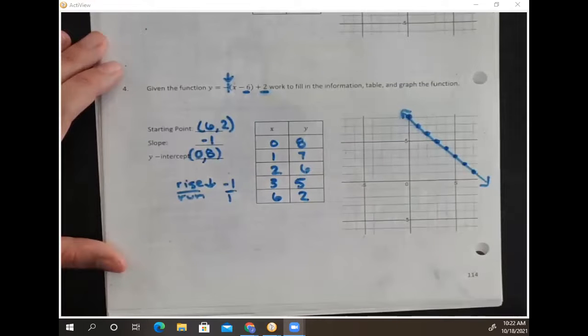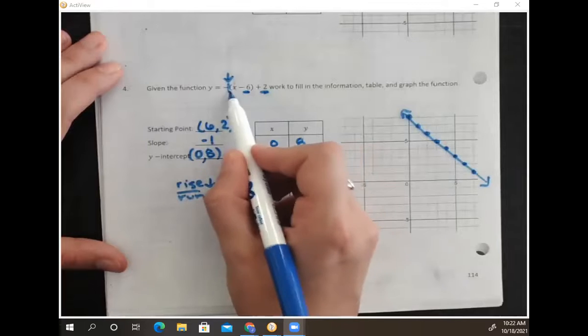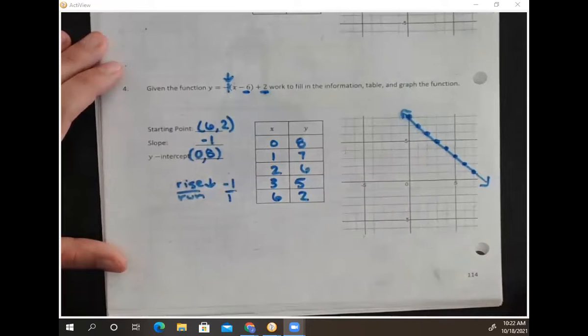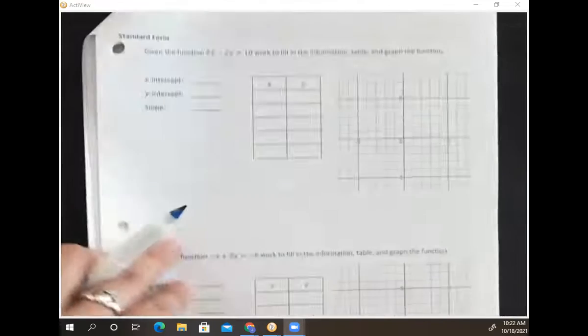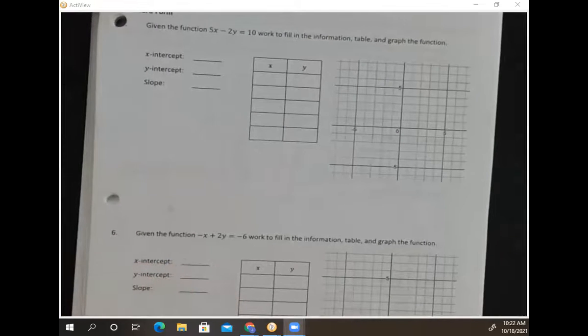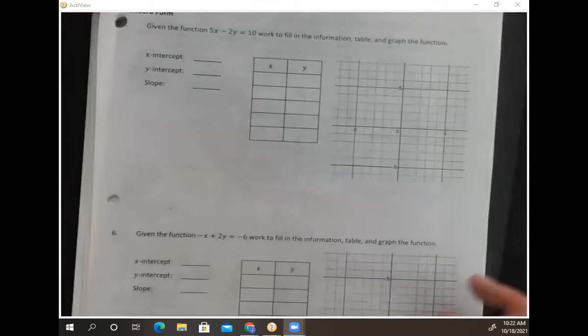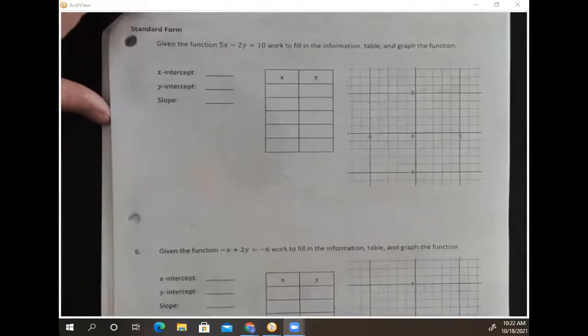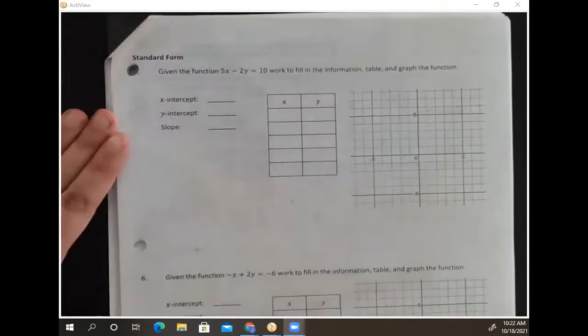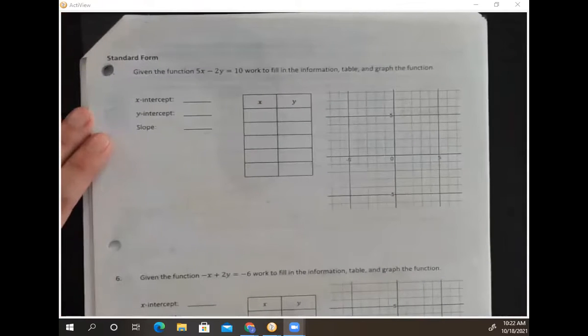So that's graphing from point slope form. Remember, we get a point and the slope from point slope form. The last format for a linear function equation that we talked about was standard form. So we'll take a look at standard form. That's on page 115. We'll take a look at this first equation here.